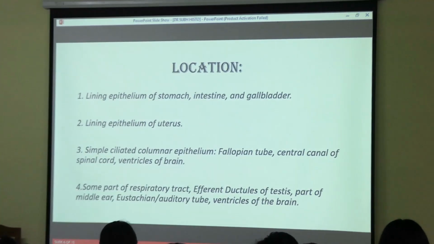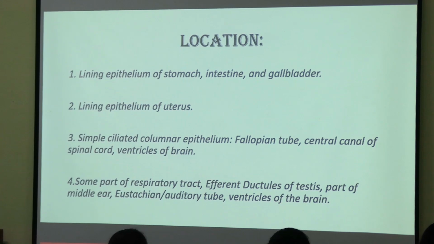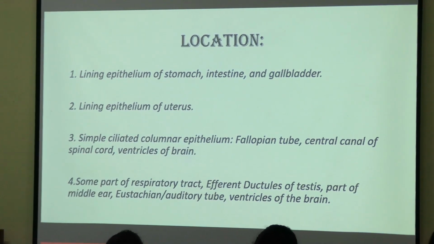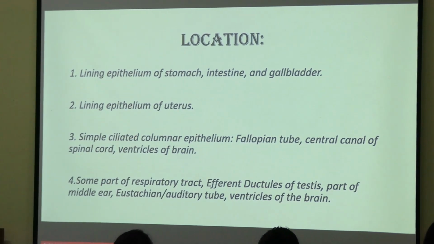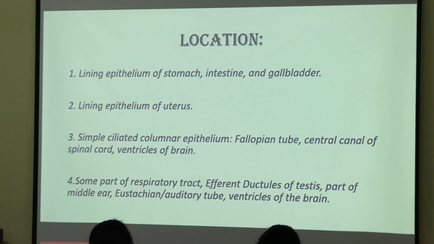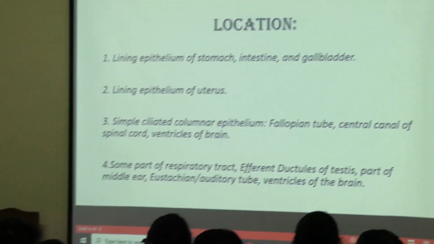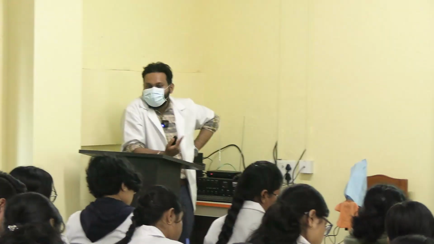Lining epithelium of uterus. A simple ciliated columnar epithelium is present in the fallopian tube, central canal of spinal cord and ventricles of brain. These things will be covered in the head, neck and brain portion. There are ventricles in our brain: lateral ventricle, third ventricle, fourth ventricle. Have you ever heard the names? These are very important for your exam. They come in theory exams.